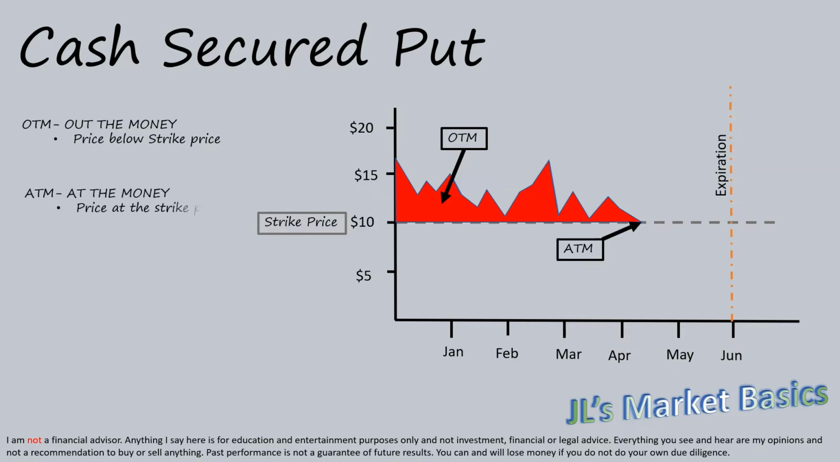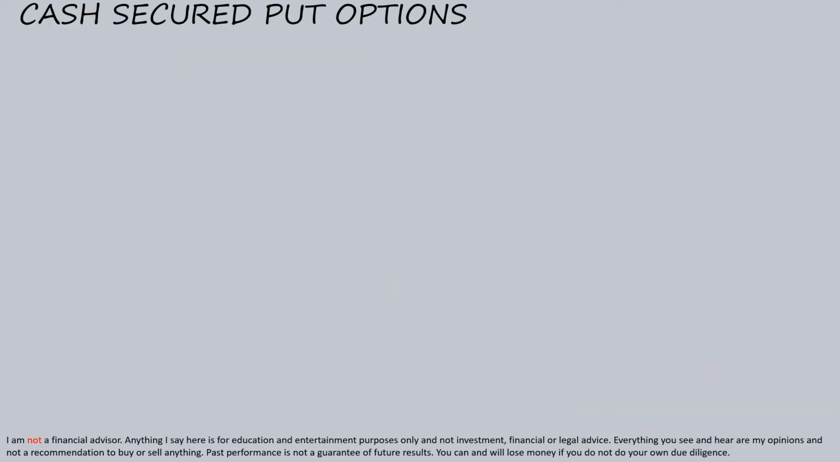If the share price reaches the strike price, it is at the money and the buyer has the right to exercise their contract. The same is true if the share price is in the money and trading below the strike price. Let's explore several ways buyers and sellers can be affected when selling a cash secured put option.